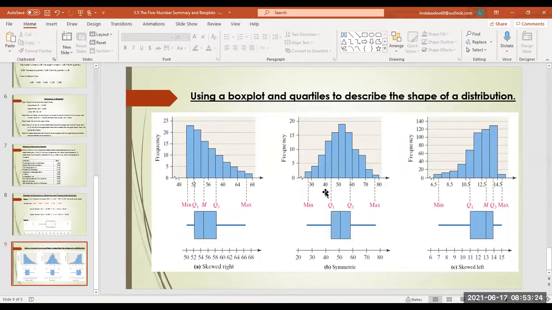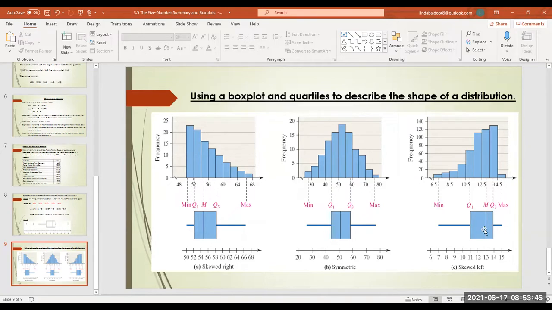So if after drawing your box plot you realize that the whisker here is almost the same distance as this, then it means it's symmetric. And if after drawing your box plot, you realize that the whisker has a longer tail to the left, that is given. And if we had drawn the histogram, this would have been the corresponding histogram of that data.